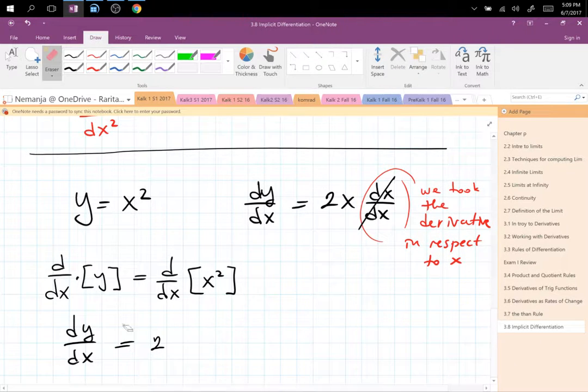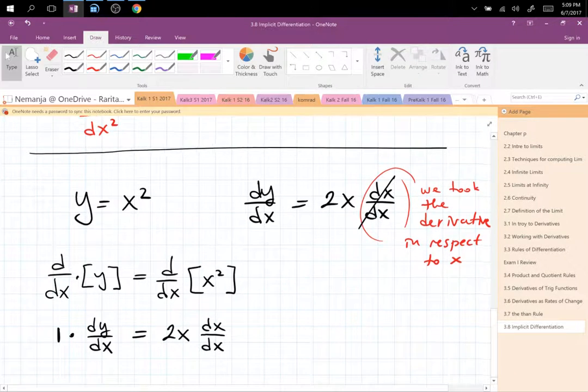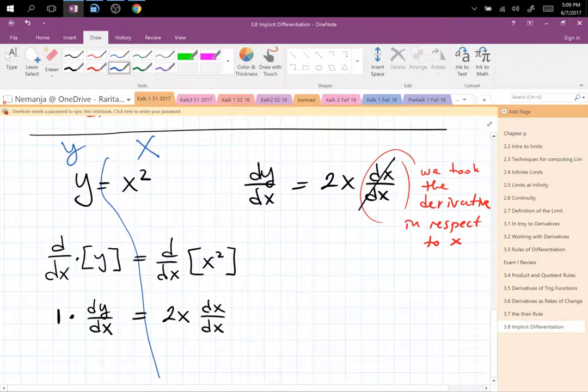Oh, hold on. No, I gotta do it. So on the left-hand side, you would say the derivative of y is 1 times we took the derivative of y in respect to x. On the right-hand side, the derivative of x squared is 2x, and we took the derivative of x in respect to x. So if you pay attention, on the right-hand side, your variable is x. On the left-hand side, your variable is y. But you are taking the derivative in respect to x. That's why you're writing over dx.